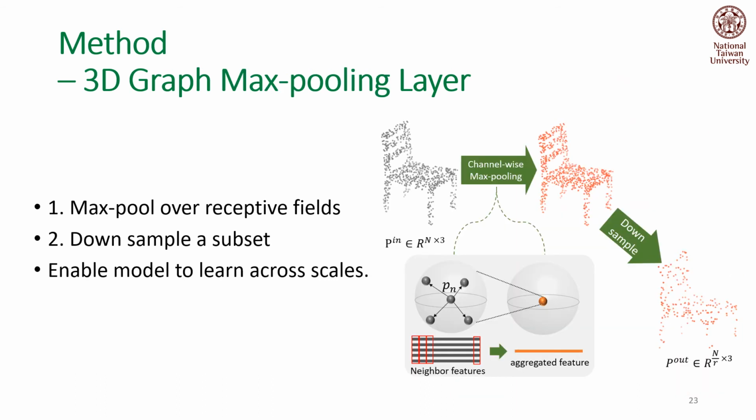The 3D graph max pooling layer can be applied with two steps. In the first step, we apply channel-wise max pooling on every receptive field, generating a new feature vector on each point. In the second step, we downsample the original point cloud into a smaller subset where the point number is smaller. Like 2D max pooling layer, this layer enables model to learn across different scales, enhancing the performance.